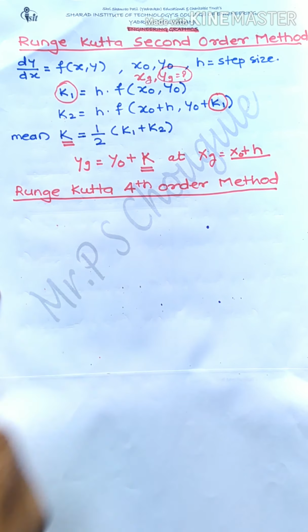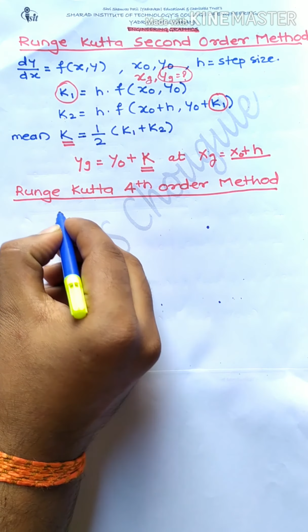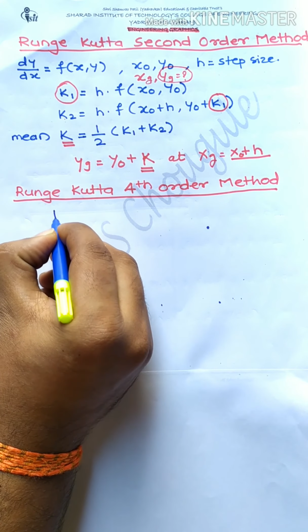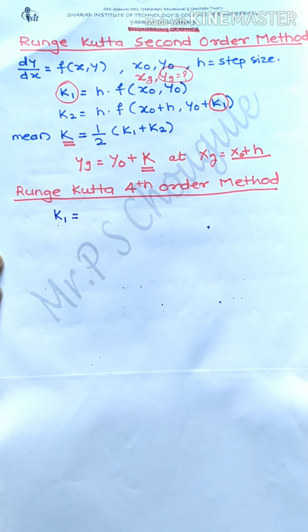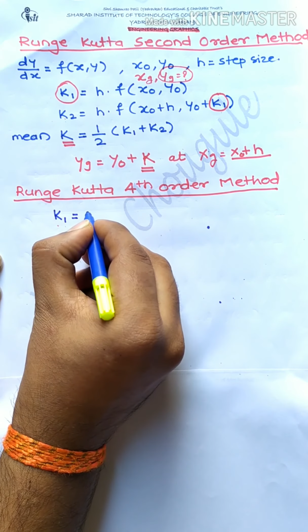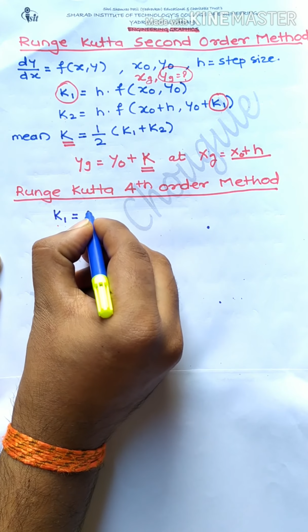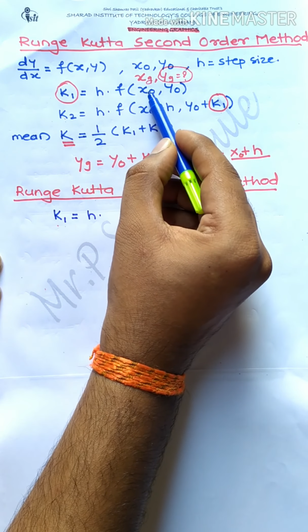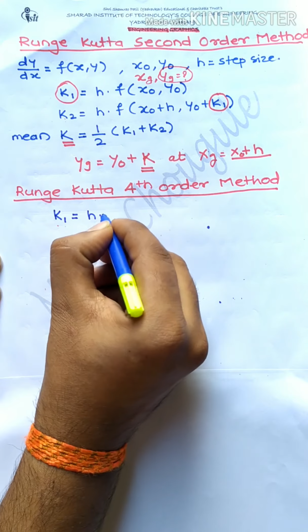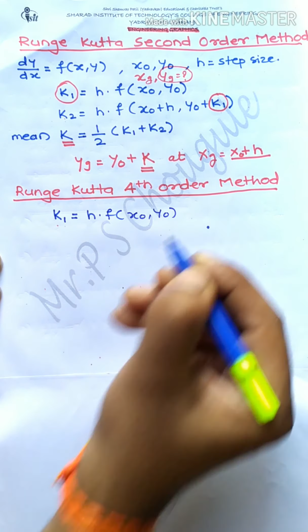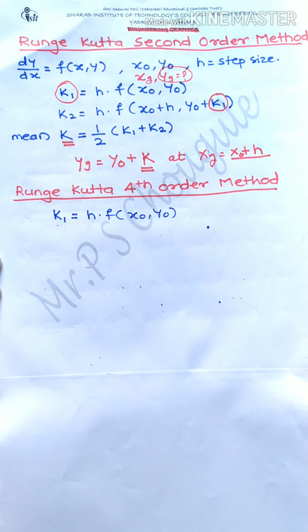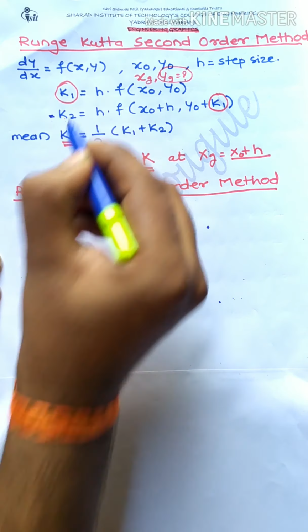Now in the fourth order method, we need to find 4 weightages. Here the k belongs to weights. So that weightage, the k1, which is the same as that in the second order method, h into f of x0, y0, and the last term, which is k4, which is similar to that of k2.